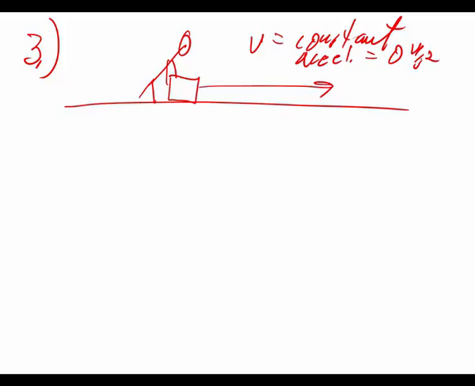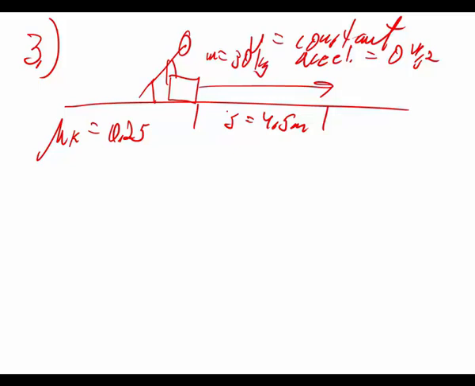We know the coefficient of kinetic friction is 0.25, and the distance that he pushes it, S, is 4.5 meters. It has a mass, but who cares, of what? 30 kilograms? Didn't give us a velocity, so we couldn't calculate kinetic energy. And that's the thing now.